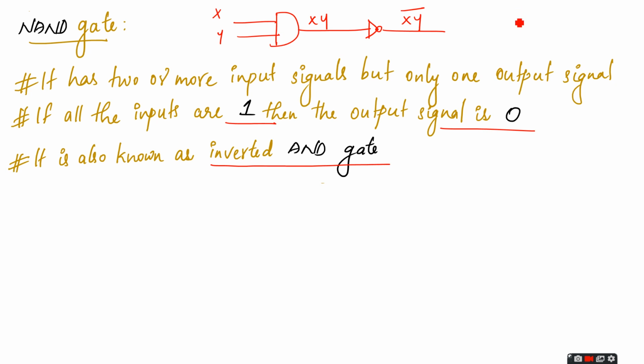The symbol for NAND gate is this one. There are two inputs, and we are passing them through the NAND gate. First we draw the AND gate, after that a circle. Then we get the result as XY complement. Now we are drawing the truth table for this. For NAND gate, we will write X, Y, XY complement.